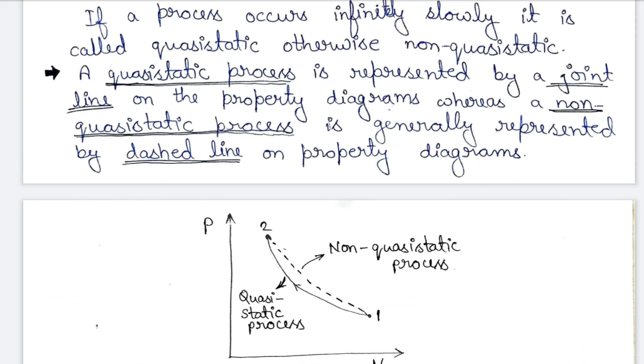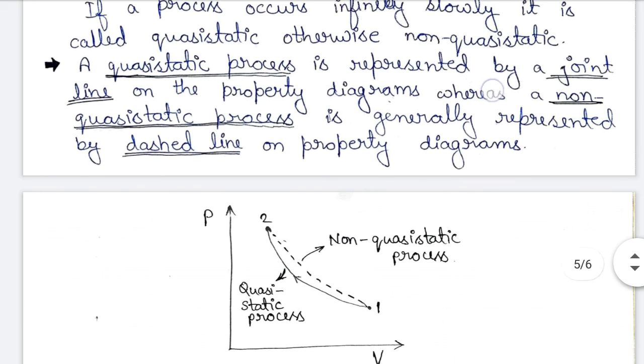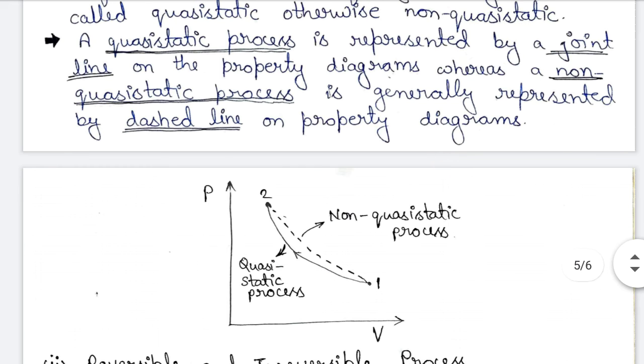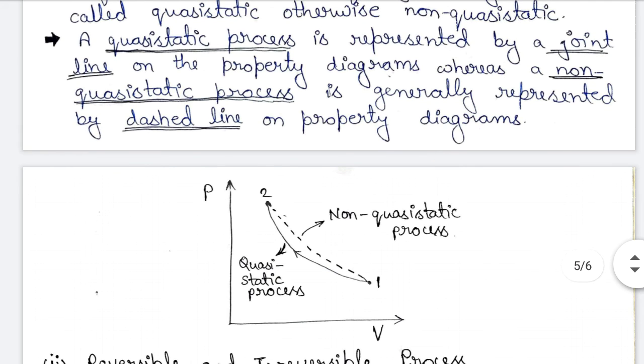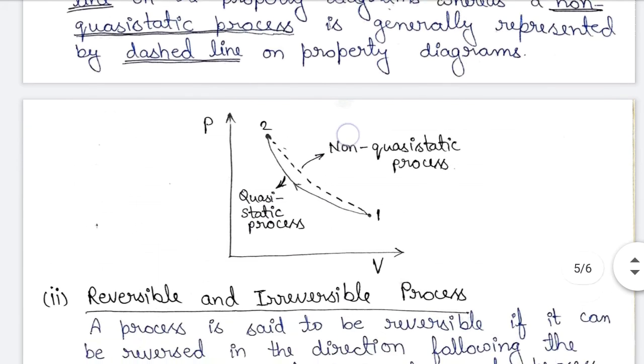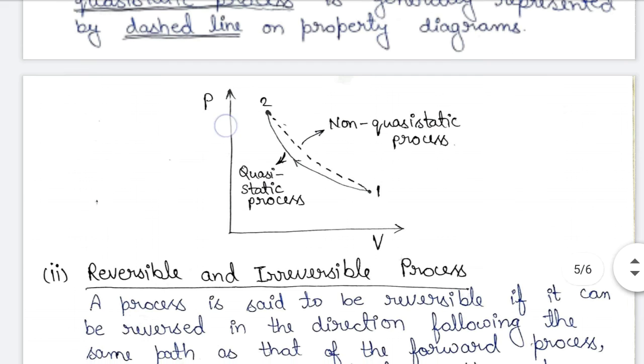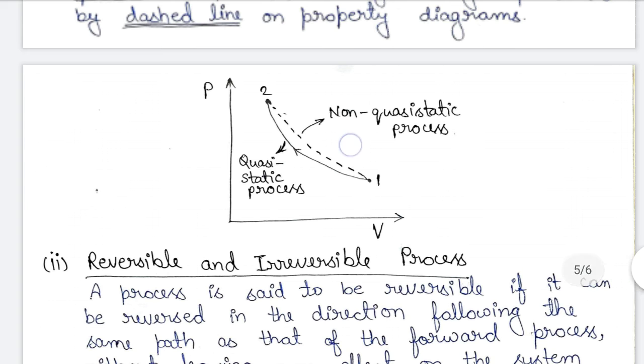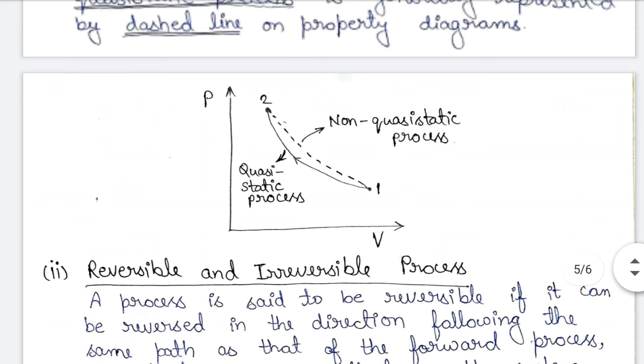The quasi-static process is represented by a solid line on the property diagram, whereas a non-quasi-static process is generally represented by a dashed line. As you can see in this PV diagram, the solid line represents the quasi-static process and the dotted line represents the non-quasi-static process.